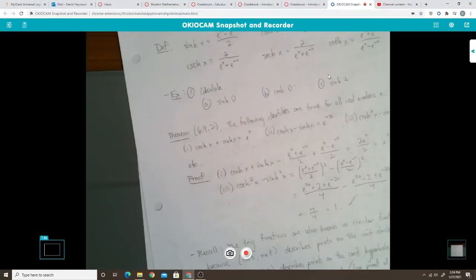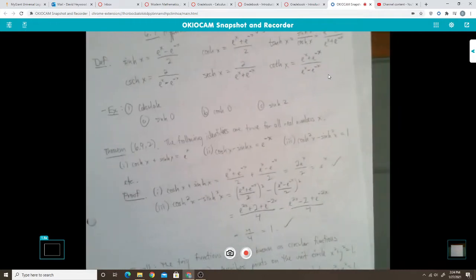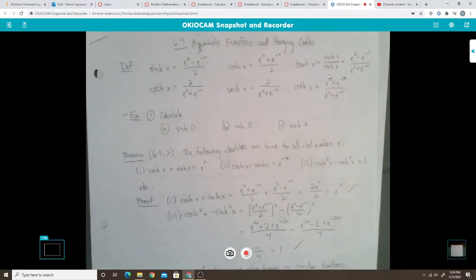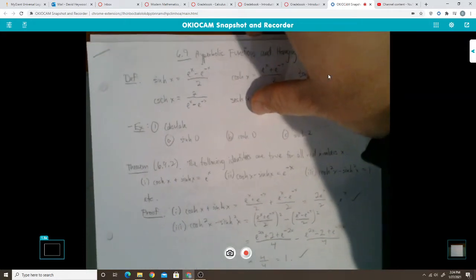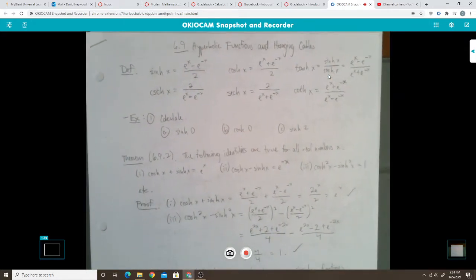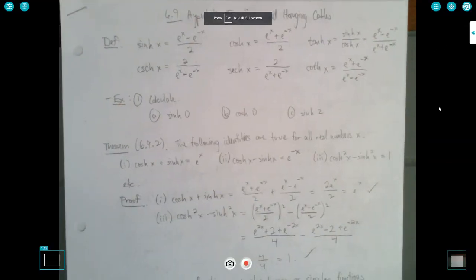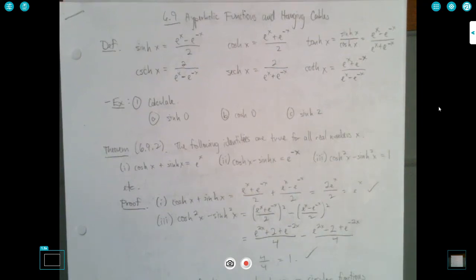All right, so let's talk about 6.9, which is about hyperbolic functions and hanging cables. I think they throw the hanging cables in there just to make it seem like it's an application section. Truthfully, it's not an application section. This section is all about hyperbolic functions.